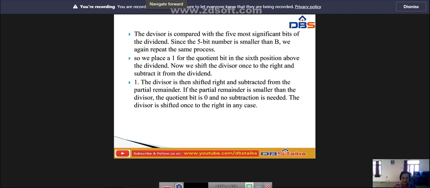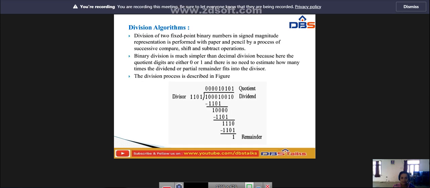The divisor is compared with the 5 most significant bits of the dividend: 1, 2, 3, 4, 5. Since the 5-bit number is smaller than B, we repeat the same process. Now the 6-bit number is greater than B.